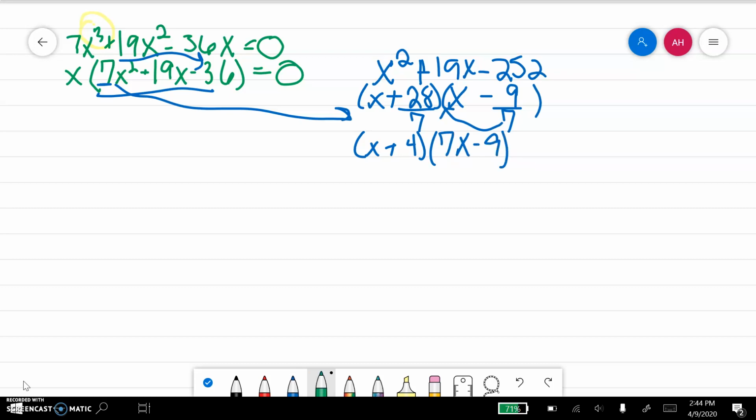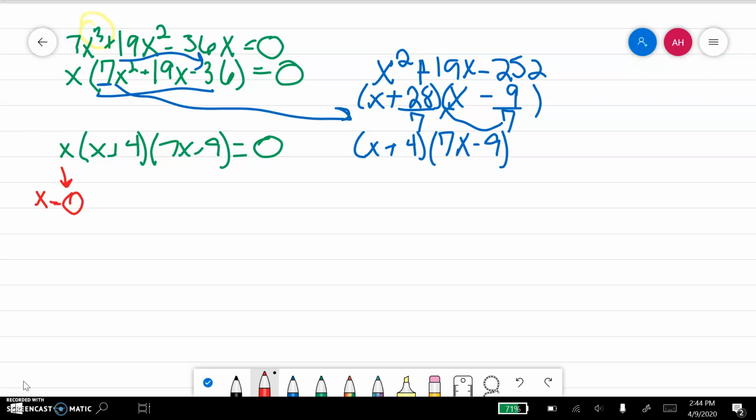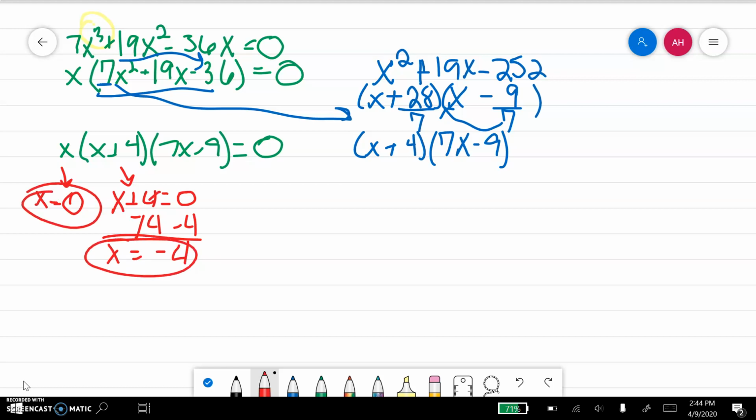So we put that back into our problem, and we have the x on the outside, and then we've got x plus 4 and 7x minus 9. And then you take each one that has an x in it and set it equal to 0. So I've got x equals 0. Then we've got x plus 4 equals 0, and you subtract 4 on both sides, and we get x equals negative 4. So we've got 0 and negative 4.